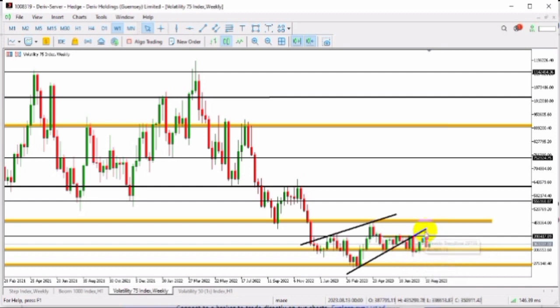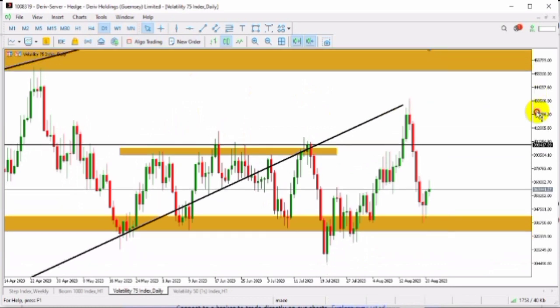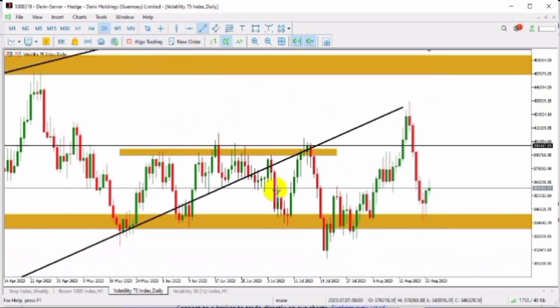So I saw that it didn't close above. So we had a retracement down and we saw a massive sell. I could have actually entered the trade, but it was not giving me a clear risk to reward. So I had to let the market go. Don't forget, you don't trade all the market.